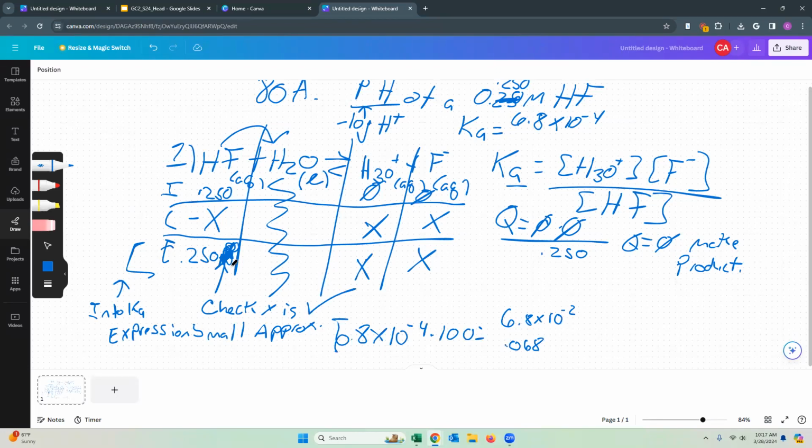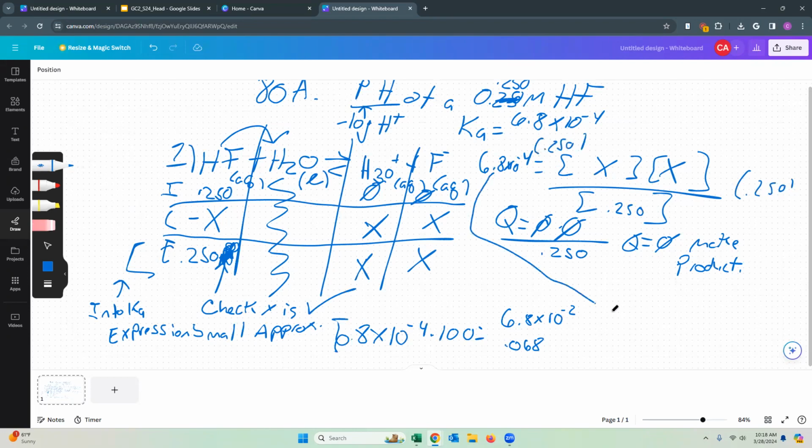So let's plug our E into our Ka. Ka was 6.8 times 10 to the minus 4. H3O plus, F minus at equilibrium, they are some variable X. We need to figure that out. HF at equilibrium is 0.250. So I'm going to multiply each side by 0.250, and I'm just going to bring it down here.